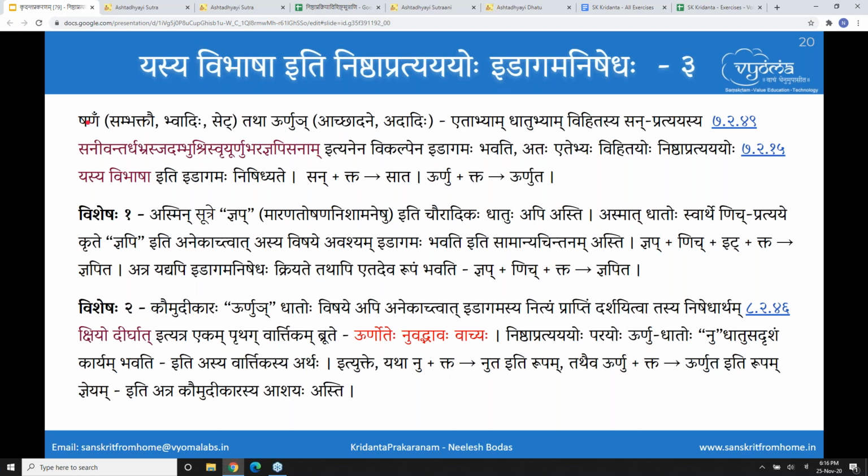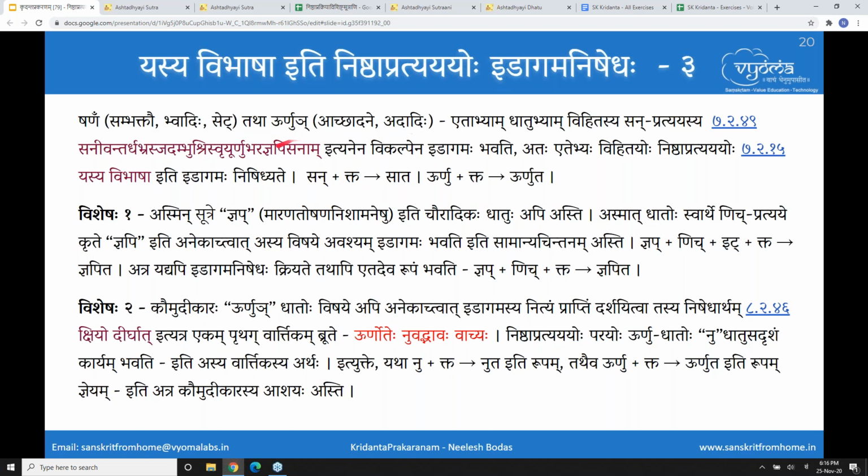So sana sambhaktau and urnui achadane, this is the word from the adadigana, urnui achadane. एताभ्याम धातुभ्याम विहितस्य सन प्रत्ययस्य सनिवंत, that big sutram causes an idagama vikalpa. Therefore, the nishtha pratyayas do not get an idagama.